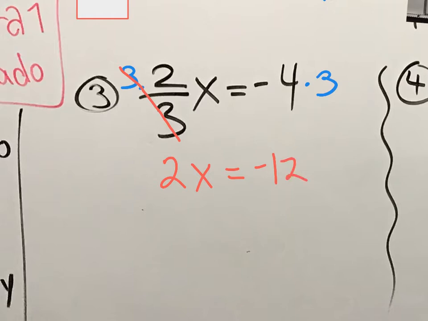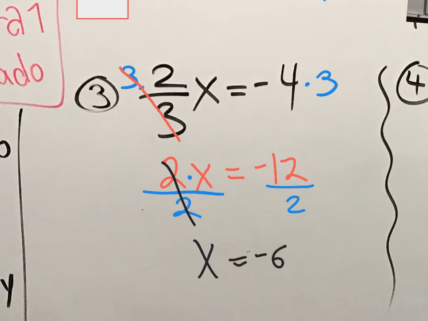So for my final step, I need to get rid of this multiplication of 2 that's in front of the x. So how do I get rid of the multiplication of 2? I do the opposite, which is dividing by 2. What I do to one side, I do to the other side. Again, they cancel. X, the equals comes down. Negative 6 is your final answer. Let's move on to number 4.